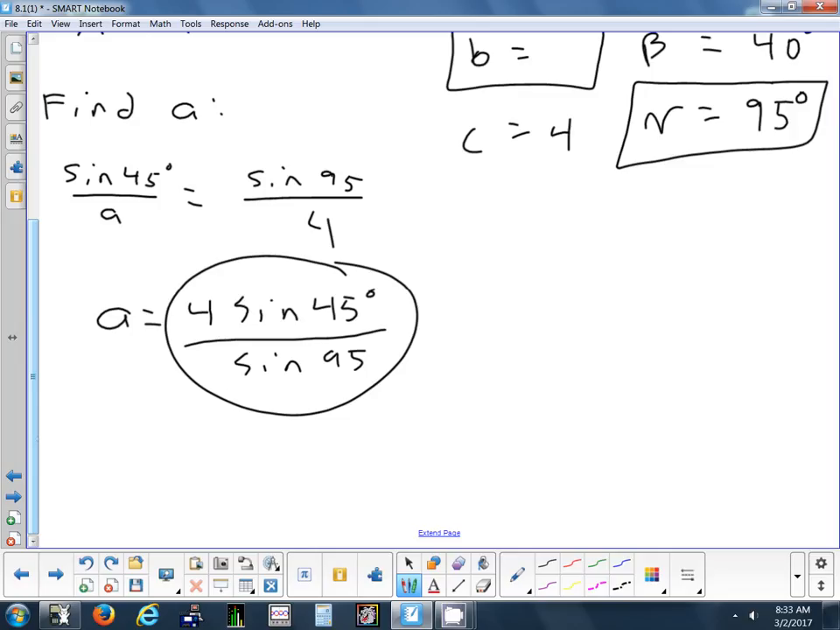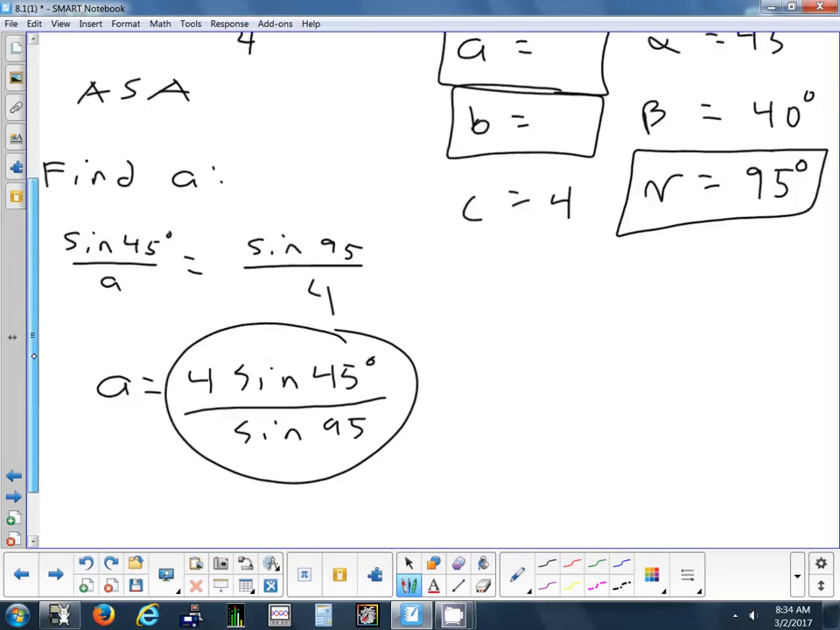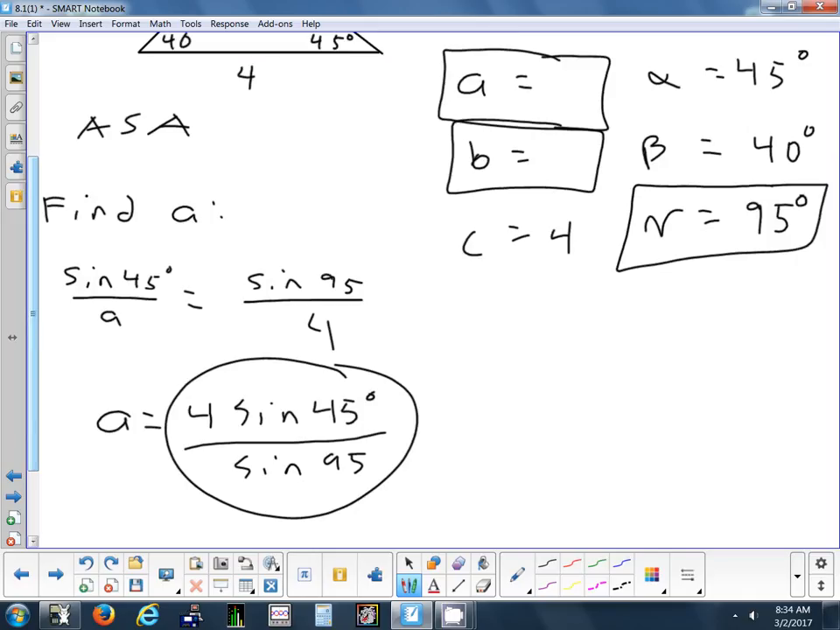Anybody have a calculator that they type that in and see what it comes out to? When you type it in, let's round to 3 decimal places. 2.839. Thank you. Anybody else get 2.839? Okay.